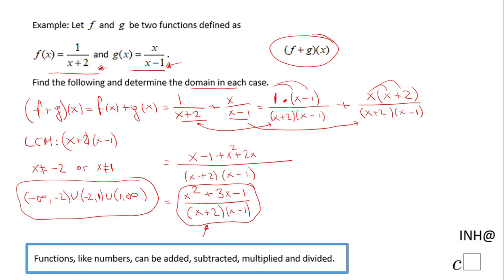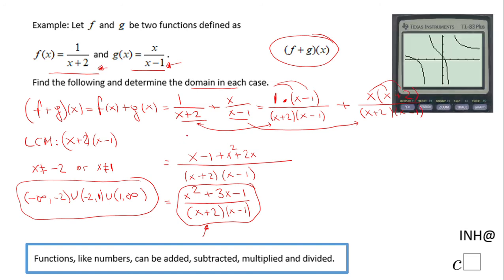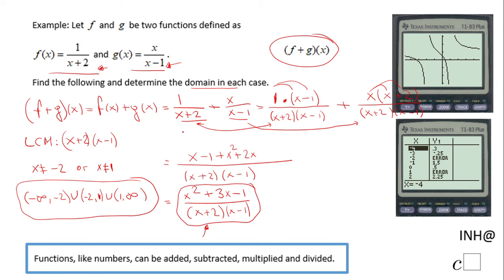Also, I have here a graphical approach using a TI calculator, and you notice this is the graph of f plus g of x, and you can notice some asymptotes there at x equals 1 and x equals -2. And also you can see in the table we have the error at -2 and 1, that means the function is not defined there.